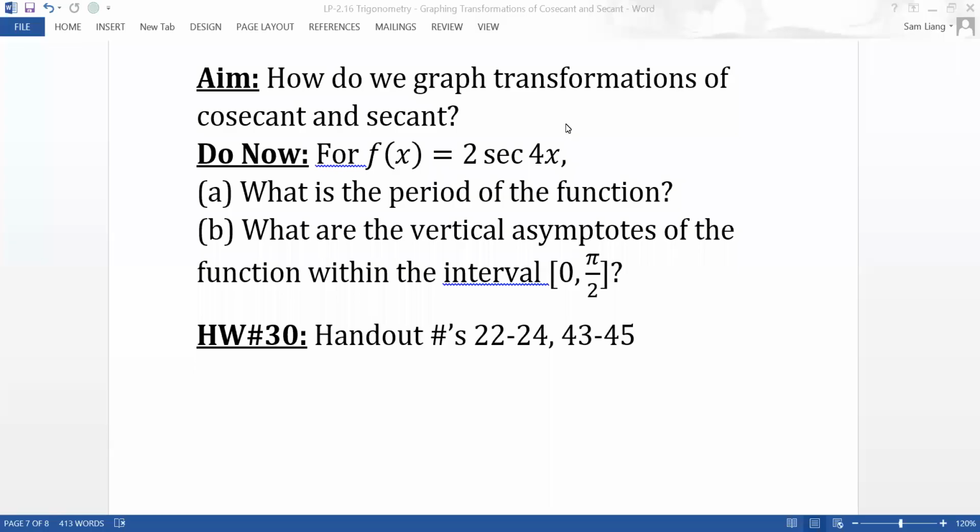All right, so good afternoon. Today's lesson is about transformations of cosecant and secant, as you see from the aim.